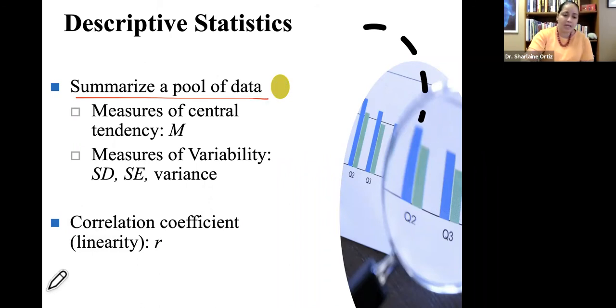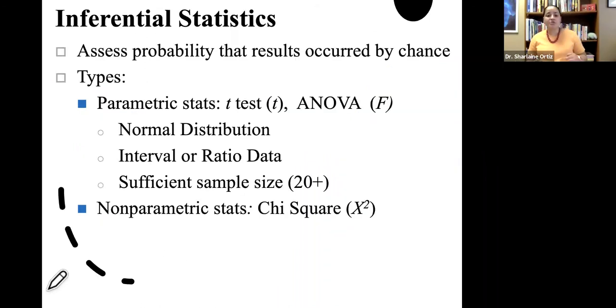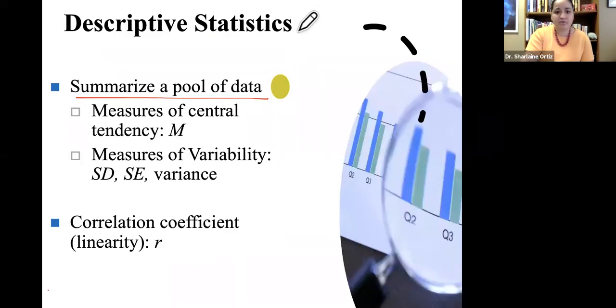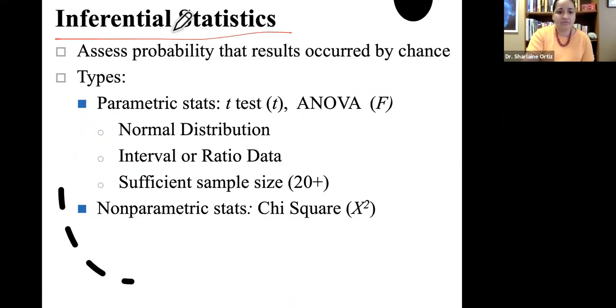But when we move along to inferential statistics, now I want you to start thinking about the probability that any change occurred by chance. So that's what inferential statistics provide to us. Descriptive provides a summary of this data, whereas with inferential statistics, now we're actually conducting an assessment. We're moving a little bit more in detail.